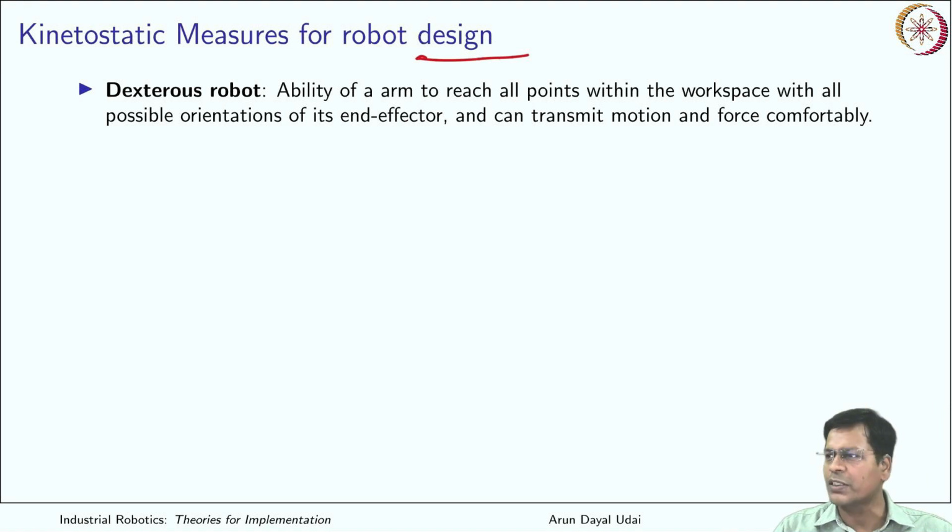You must quite often have heard that a robot is dexterous. What is it actually? It is the ability of a robot arm to reach all the points within the workspace with all possible orientations of its end effector, and to transmit motion and force, that is velocity and force, comfortably. So the robot should be comfortable when it is working for motion or even to apply a certain force. That is what is a measure.